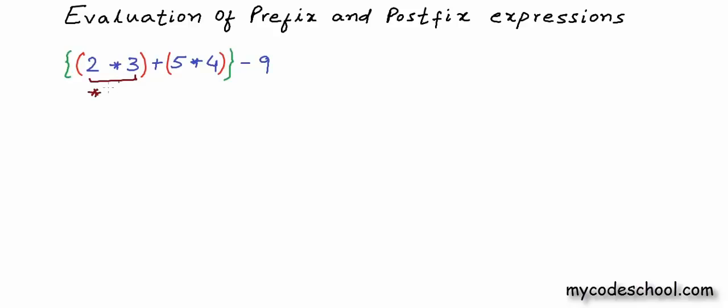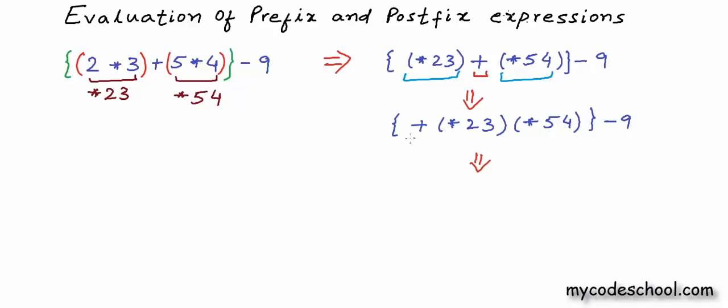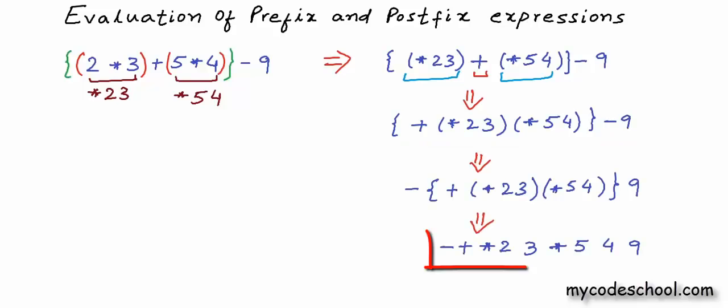This 2 asterisk 3 will become asterisk 2 3. This 5 into 4 will become asterisk 5 4. And now we will pick this plus operator, whose operands are these two prefix expressions. Finally, for the subtraction operator, this is the first operand and this is the second operand. In the last step, we can get rid of all the parentheses. So this is what I have finally.